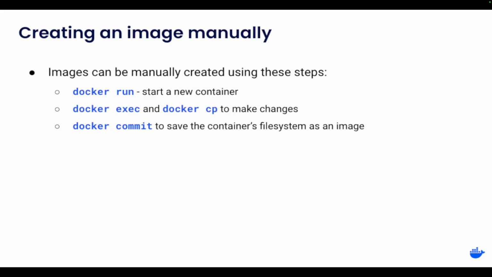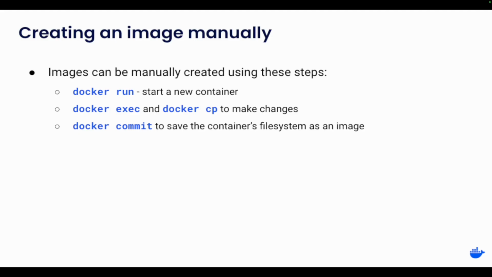So did you know you could create an image manually? So you can do a docker run to start a new container. You can do docker exec and docker cp to make changes to that running container, again, in the upper directory. And then you could do a docker commit to save that file system as an image. Now, I want to be very clear that this is not the recommended way of creating an image. This is something that can be done as a one-off if you're debugging that kind of thing.